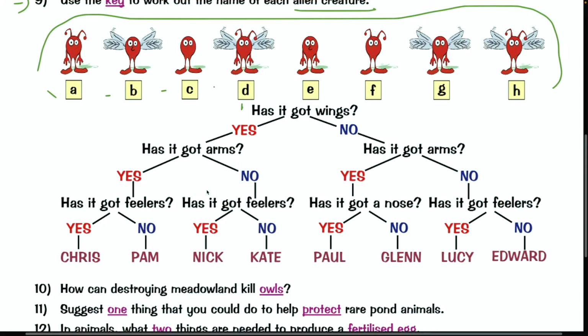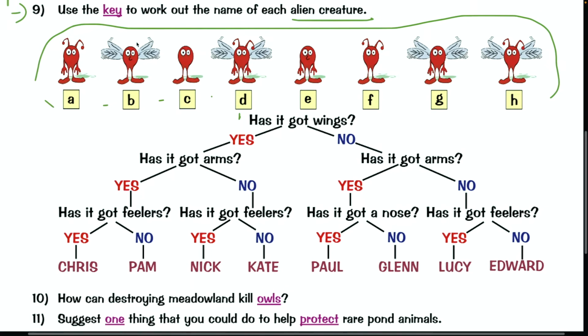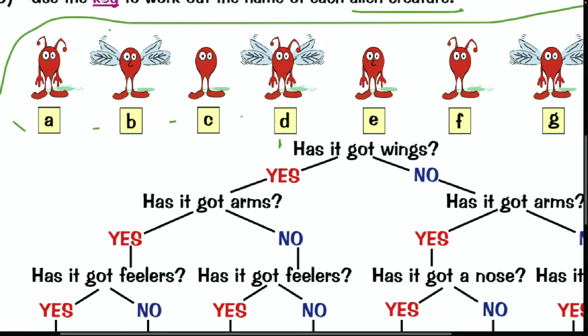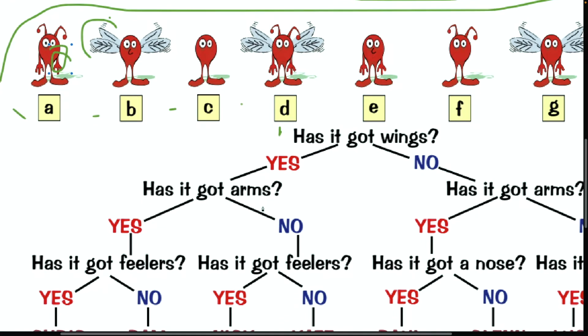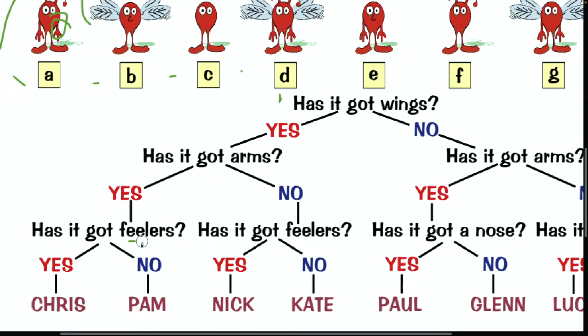Okay? So if yes, the next question, has it got arms? Okay, remember, right? So let's analyze a picture. Again, just to help you. Okay? So, teacher, what is wings? These are wings. What are arms? These are arms here, right? This part here, okay? So, has it got arms? Yes or no?